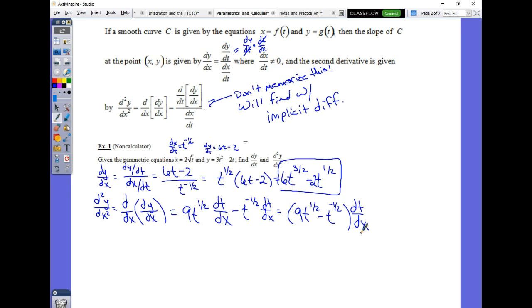Now remember, I don't want to have a dt/dx. I really just want to have t's. Anybody have a clue what dt/dx is? Because I sure as heck don't. I have no clue what dt/dx is. But what do I know? I know what dx/dt is. Is there any way I can manipulate this so that it's not dt/dx, but is instead dx/dt?